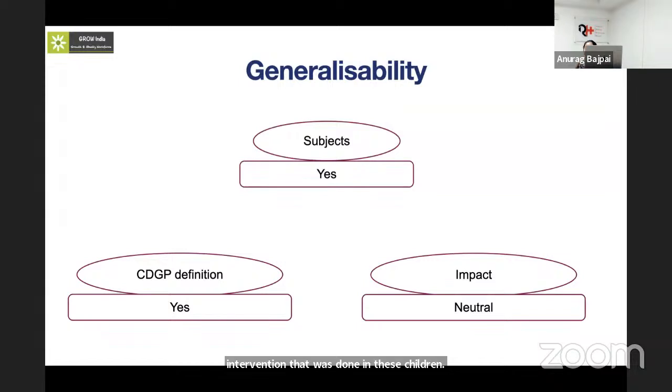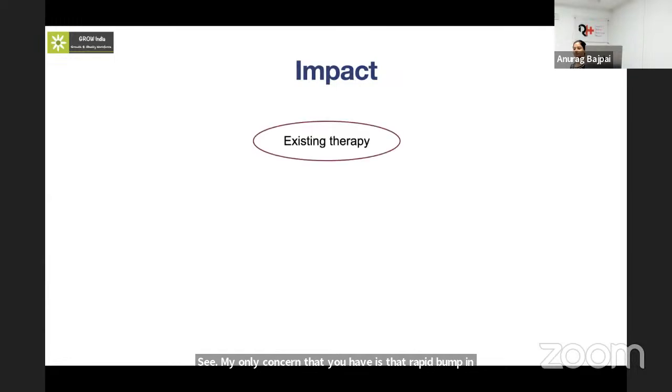So the impact of this study, I would say, is neutral or more guarded. My only concern is that you're having that rapid bump in testicular volume. Somebody who is at around 2.5 ml becomes 10 ml very quickly, and then he remains 10. So what is going to happen in the long term? You can say that you are exposing a testis, which may not have matured enough, to a very high level of local testosterone, while with systemic testosterone therapy, the exposure is not that much. So this could be a bit of a concern.